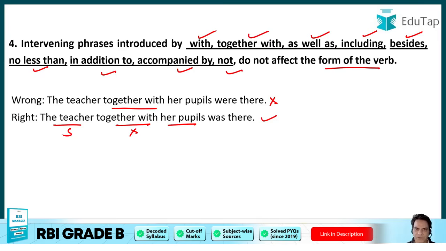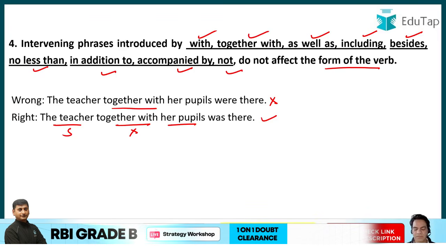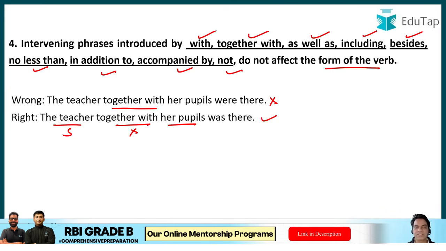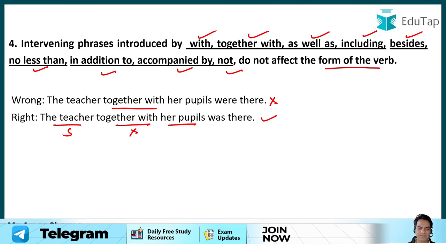So from today onwards, the most important concept: there is only one conjunction in English language that can create two subjects, and that is "and". There is no other conjunction that can create two subjects in English language. Please remember this, guys. Right? Have you understood the concept?